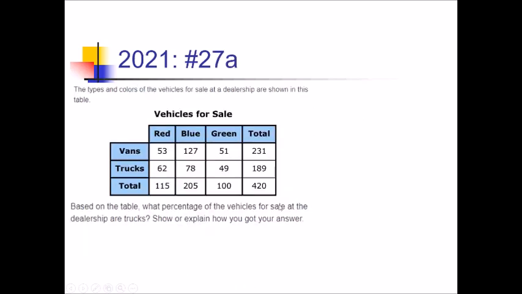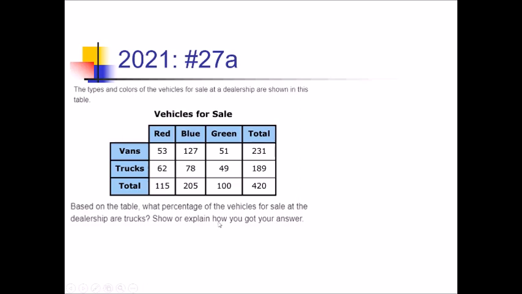For this couple of questions, we're going to be using this chart here that has different types of vehicles that were for sale. One row here shows the color of the vehicle, and then we have vans versus trucks and the totals of each of these things. So, based off the table for the first part of the question, we want the percentage of vehicles for sale at the dealership that are trucks, and explain how we got the answer.